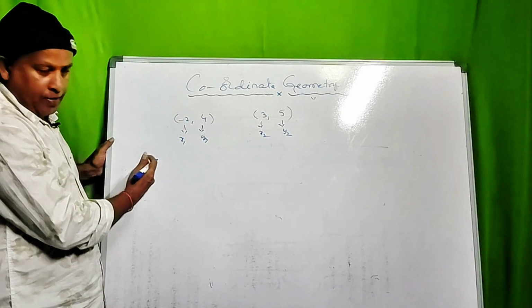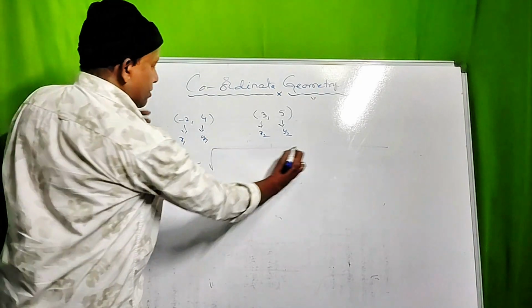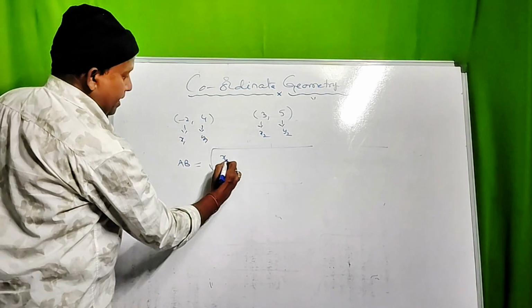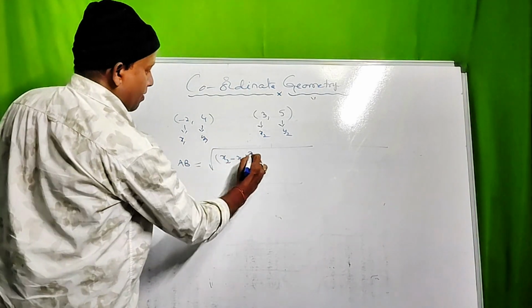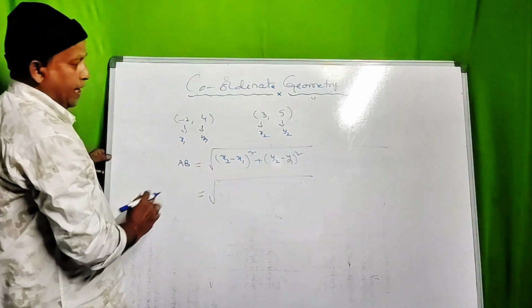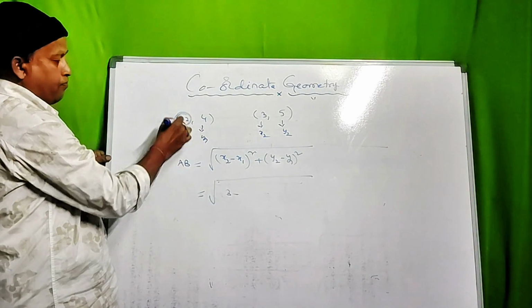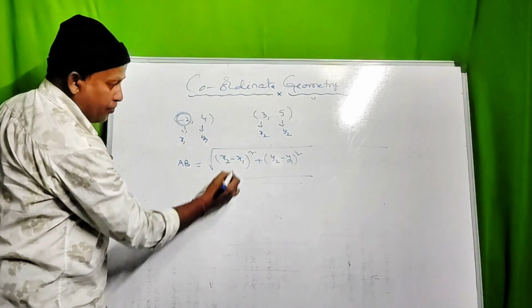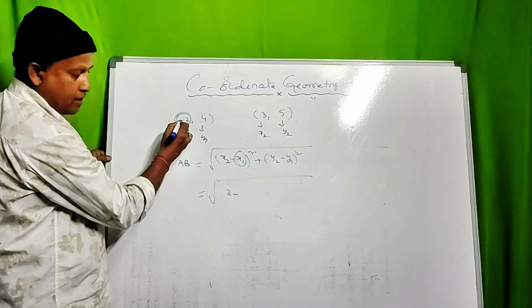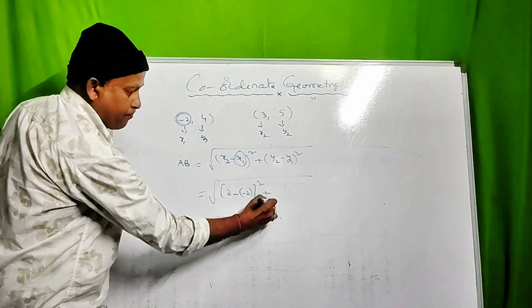Same formula I can apply for this one, whatever we previously learnt: the square root of (x2 minus x1) whole square plus (y2 minus y1) whole square. x2 means 3. Here minus 2 is there. Minus of x1 means minus of minus 2, right? Again you have to write minus 2 whole square.